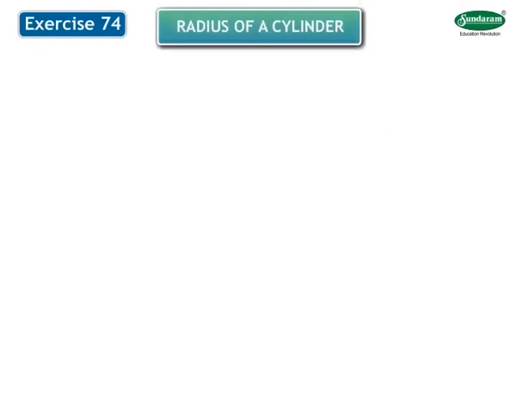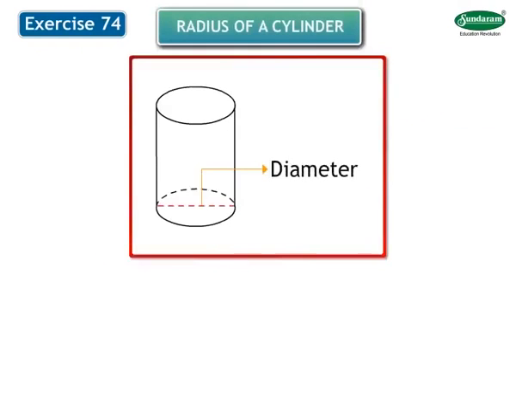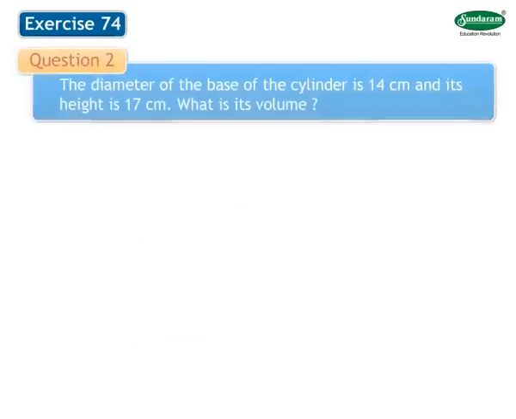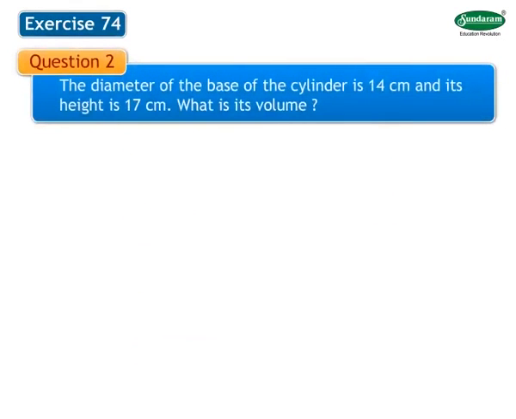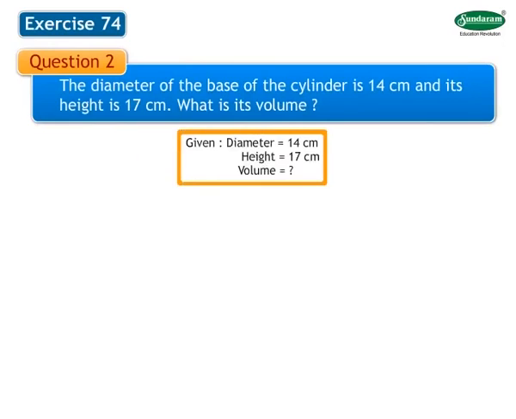We shall solve the next sum, in which the radius of the base of the cylinder is not given. Instead, the diameter is given along with the height. In such a case, we will first find the radius from the diameter and then find the volume of the cylinder. Radius is half the diameter. 2. The diameter of the base of the cylinder is 14 centimeter and its height is 17 centimeter. What is its volume? Given that the diameter of the base of the cylinder is 14 centimeter and height is 17 centimeter, we have to find the volume of the cylinder.